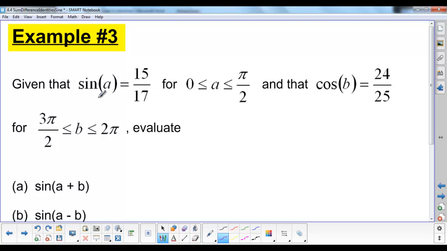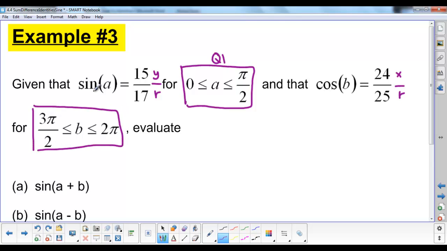We are given sine of angle A as 15 over 7, and we know that sine is given to us as y over r. We also know that this angle A is in the first quadrant. We're given cos of B, given as x over r, and we know that B is in the fourth quadrant. And it's our job to find sine of A plus B and sine of A minus B. Now, as in the example that we did yesterday, we had to find a little bit more information first. We had to find cos of angle A, and we had to find sine of angle B.